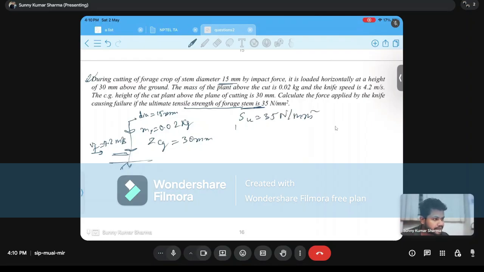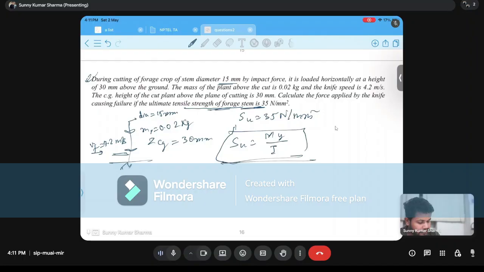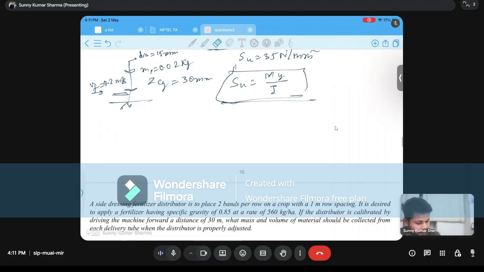Calculate. We will first calculate the bending force. For calculating bending force, we need to use the tensile strength of the stem, which is given as SU is equal to M into Y by I. This we have studied in the starting slides, SU is equal to My by I.